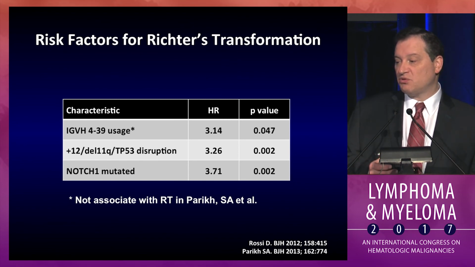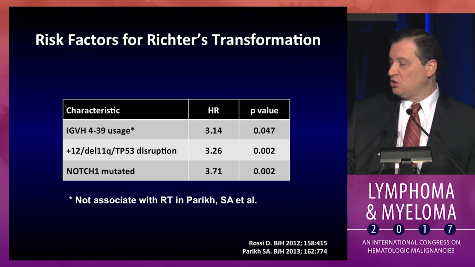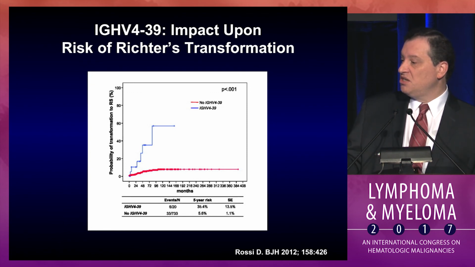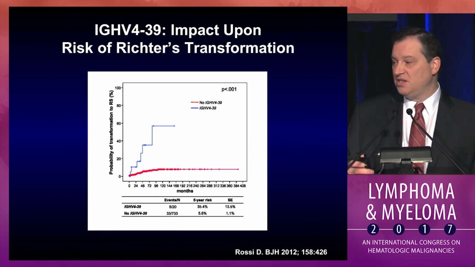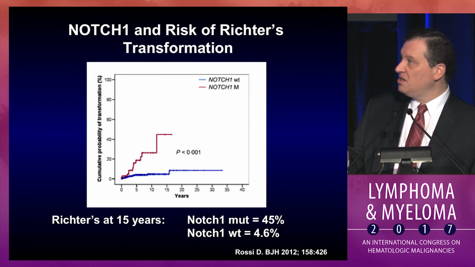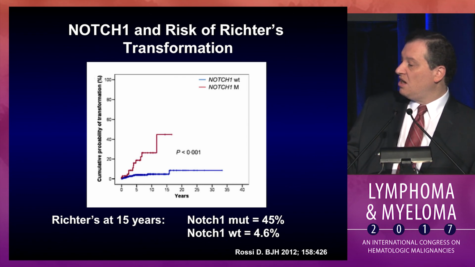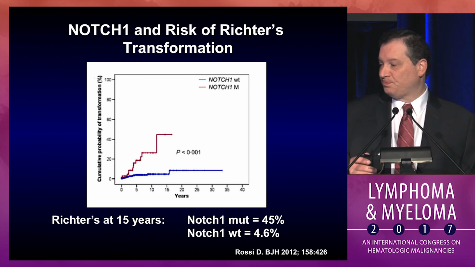Then, of course, we have trisomy 12, deletion 11q, and TP53 disruption, and Notch1 mutation. And looking at 4-39, you can see here the relative risk of developing Richter's transformation if you're 4-39 positive versus negative. And you can see here that we're getting up to about 40% at 5 years. And here, looking at Notch, you can see that once again we're at about 40% at 5 years for the Notch mutated versus the non-Notch mutated.